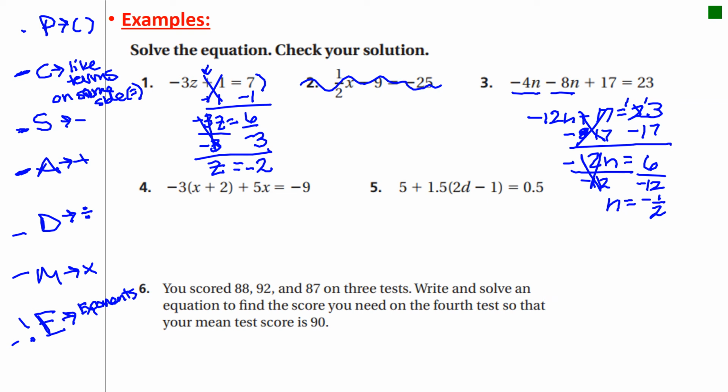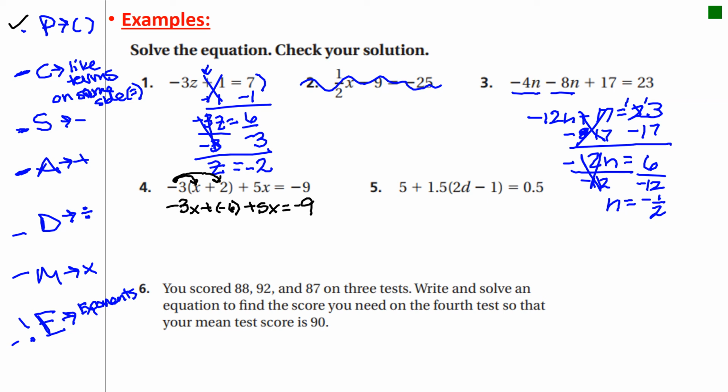Example 4, we do have parentheses that we would like to undo. So how do you undo parentheses? With the distributive property. We're going to distribute. Negative 3 times x is negative 3x. Negative 3 times positive 2 is negative 6. Now I'm just going to rewrite my line. All right, we did the parentheses.